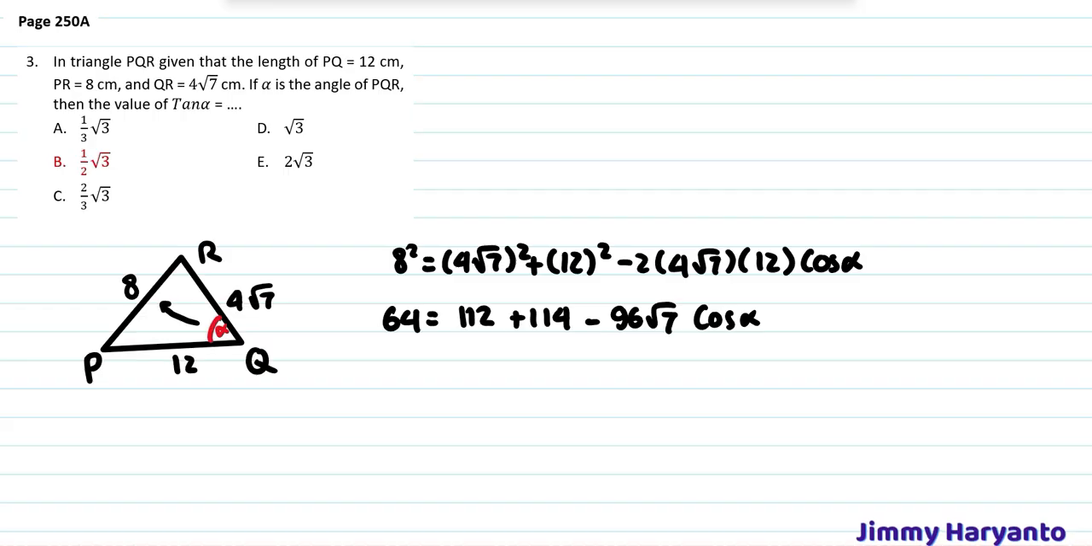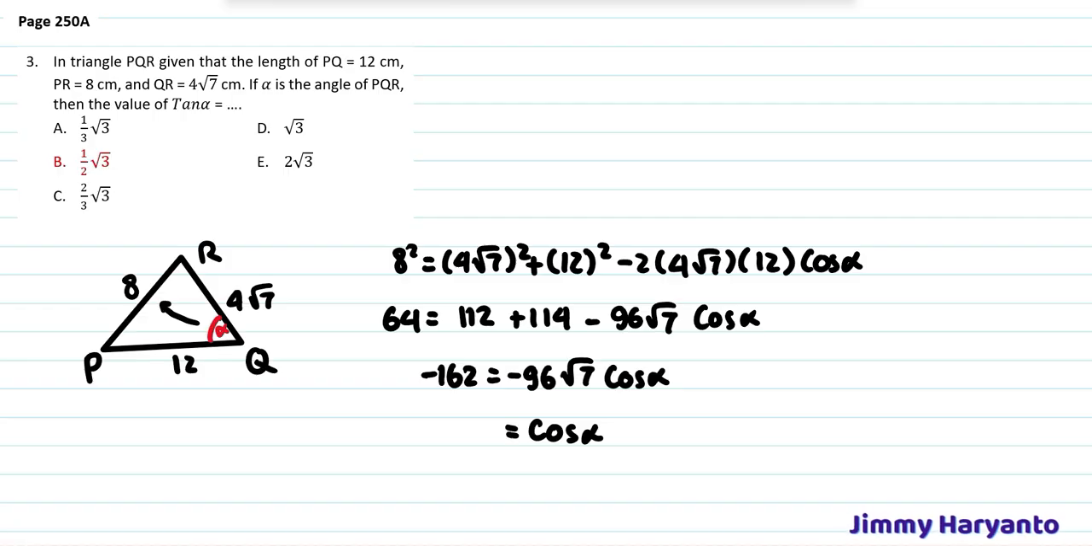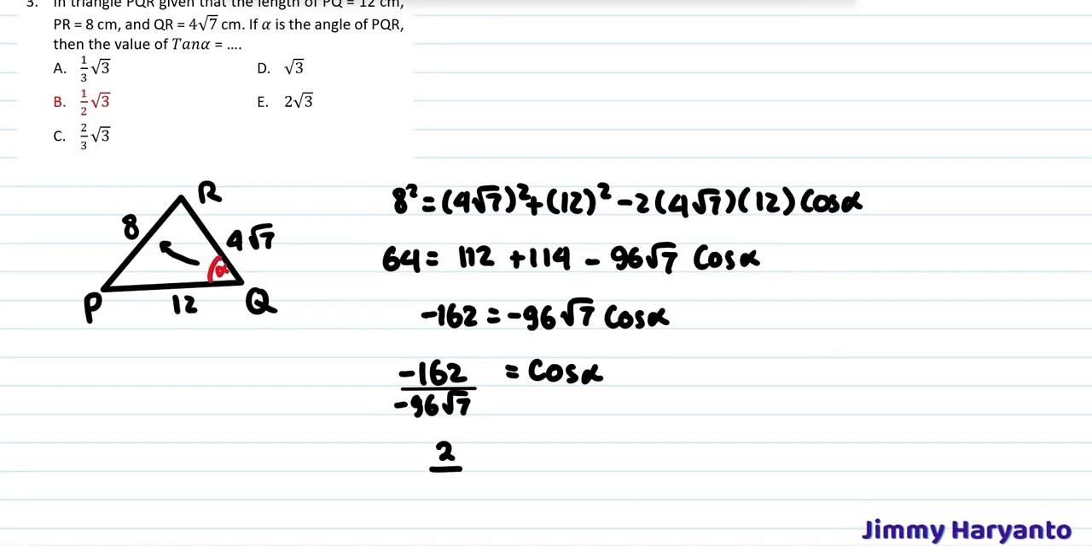And then you only have to move the 112 and 144 to the other side. So you have 64 minus 112 minus 144. It will become negative 192, equals negative 96 square root of 7 and then cos alpha. And then cos alpha equals negative 192 divided by negative 96 square root of 7. 192 divided by 96 can be simplified, so 2 over square root of 7 equals cos alpha.